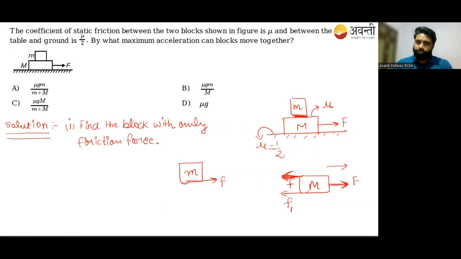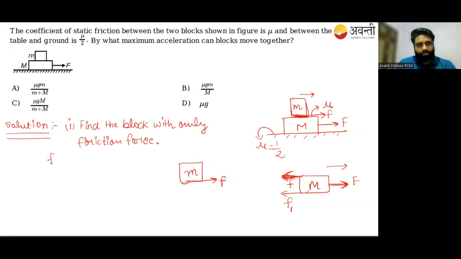Or you will say this block is moving in this direction. So to remain in contact, this block will also have to move in this direction. So this would have a force in this direction, which is the frictional force. Okay. So the only block we have is small m, which has a frictional force F. The only force is F. So the maximum acceleration is decided by this m block, because it has the only force F, which is the frictional force.